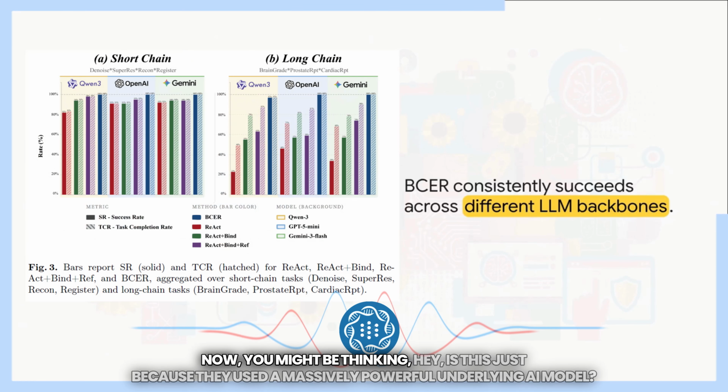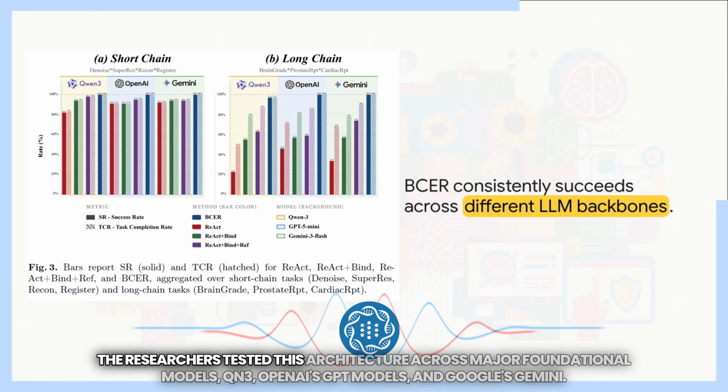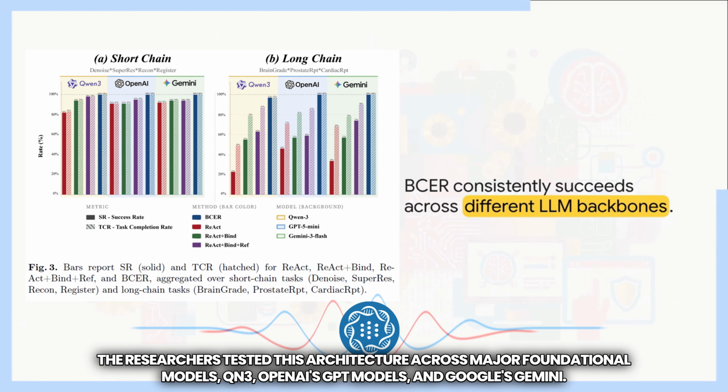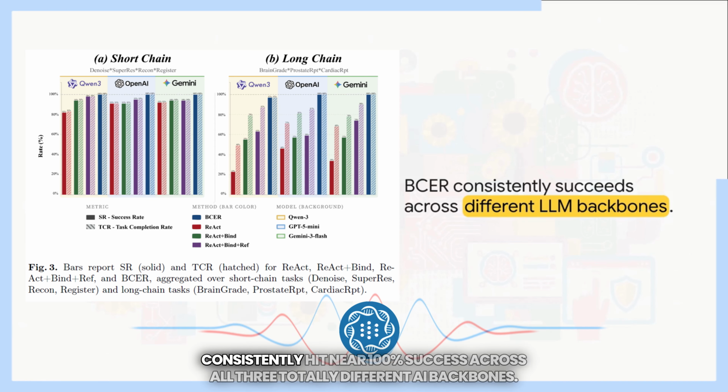Now you might be thinking, hey, is this just because they used a massively powerful underlying AI model? Well, the answer is a hard no, and this chart proves it. The researchers tested this architecture across major foundational models, QN3, OpenAI's GPT models, and Google's Gemini. Over on the right side, under long chain, you can see that the dark blue bars representing the full BCR architecture consistently hit near 100% success across all three totally different AI backbones.